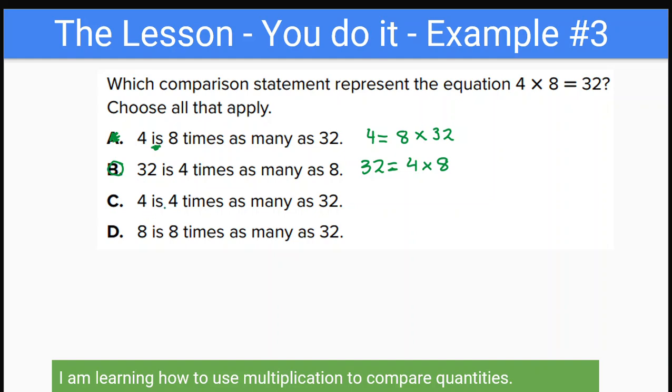Now, the next one here. 4 is 4 times as many as 32. Let's see if that's true. Is that one true? No, that one's not true. So let's cross that one off. Okay. And the last one here is 8 is 8 times as many as 32. Is that true? No, that one's not true either. So the only one that was true right here was B. Kids, you're learning how to use multiplication to compare quantities.